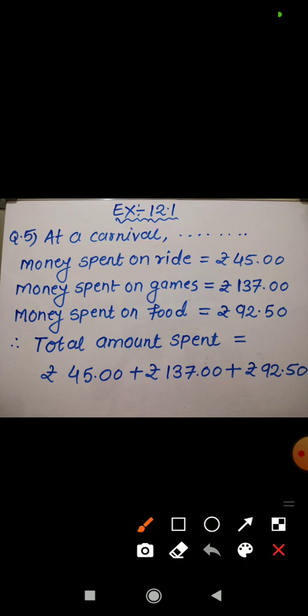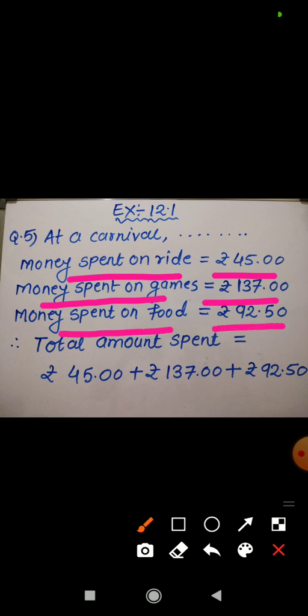See, first we write down the statement as per given in the question. In this question it is given that money spent on rides is 45 rupees. 45 rupees we can write as 45.00, means 45 rupees 0 paise. Money spent on games 137 rupees. 137 rupees we can write 137.00, and money spent on food 92 rupees 50 paise.